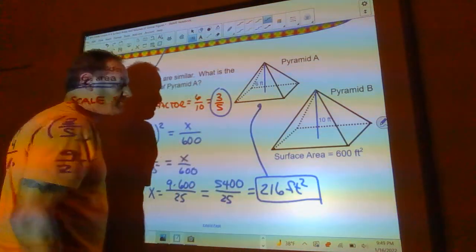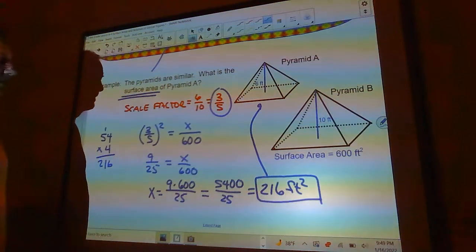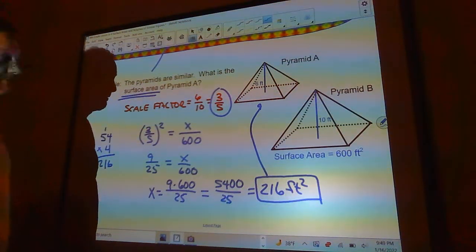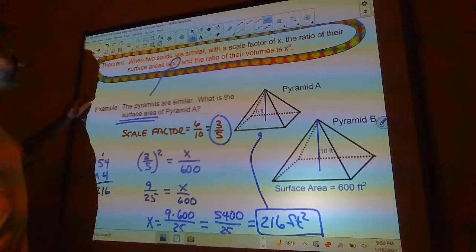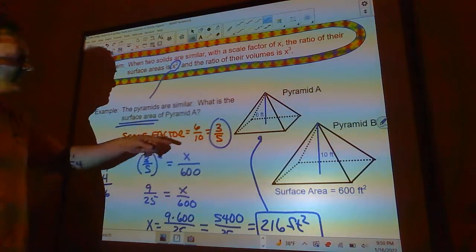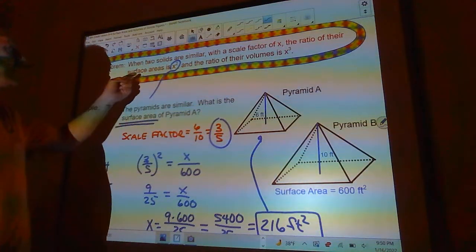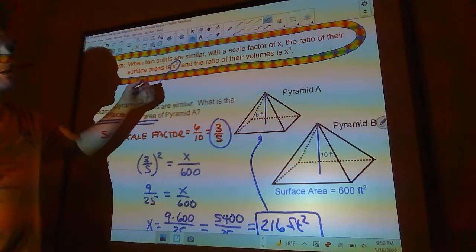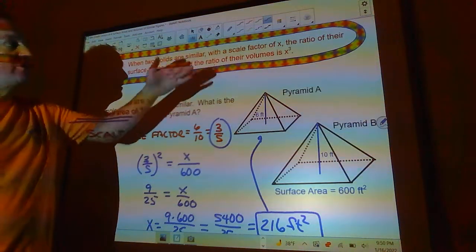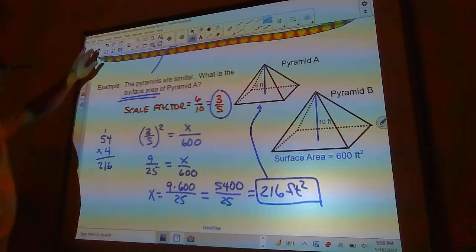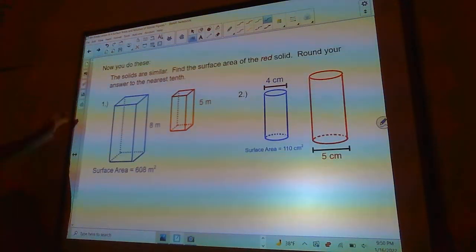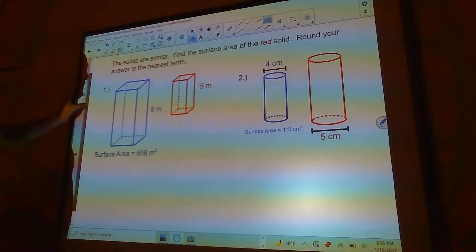And always check, is the smaller one got the smaller surface area? Because it's really easy to flip these over and get it wrong. Okay? So, if the scale factor is A to B, then the surface areas are going to be A squared to B squared, and the volumes are going to be A cubed to B cubed. Okay, so you do these two.